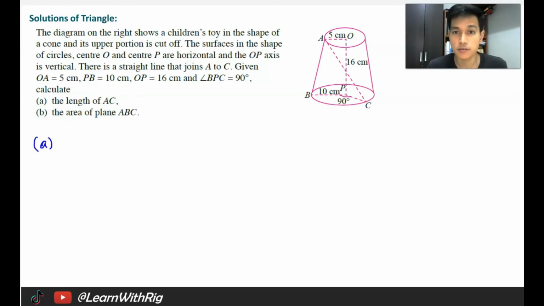If you all want to try it yourself, you can pause the video and try it. So in this case, how do you find AC? AC is here, right? One way you can do is extend a line here, and you can see you have a triangle here. So how do you find this vertical line? It should be same as this, so it's 16. The vertical you already found. And then here, how do you find this hypotenuse?